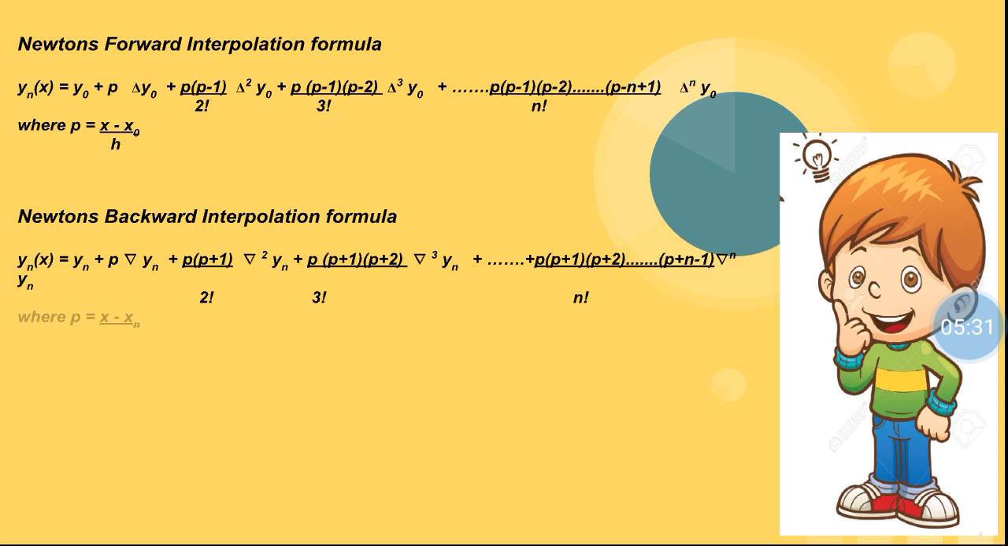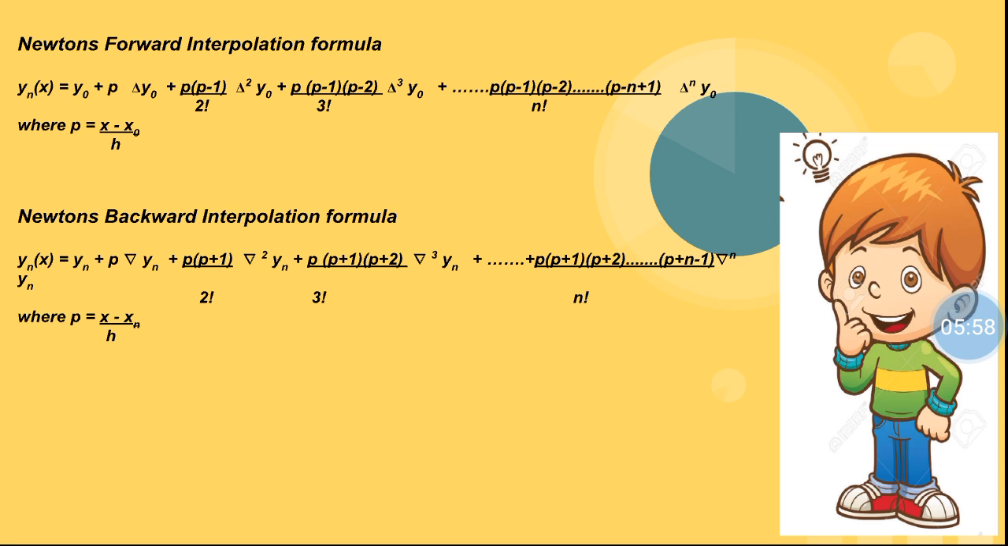Now if you see these two, in Newton's forward it is x minus x0 upon h, whereas in backward it will be x minus xn upon h. n is the last value. In forward it is p into p minus 1, p minus 2 and so on. Here it will be p plus 1, p plus 2 and so on. And in Newton's forward it is del 1, del 2, del 3. Here it is backward delta yn.